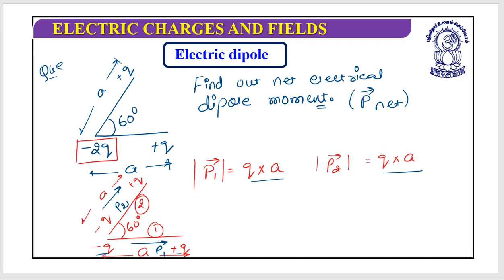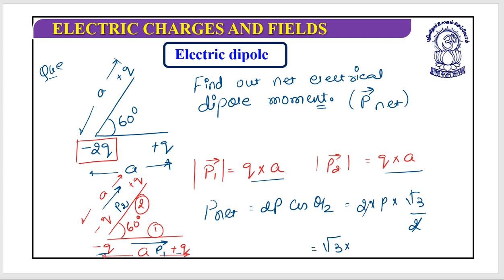So what I can write is p net is equal to 2p cos theta by 2. So I write 2 multiplied by p multiplied by cos 60 by 2. It's cos 30, and cos 30 gives me root 3 by 2. So this 2 would cancel, and the final answer should be root 3 multiplied by q multiplied by a.